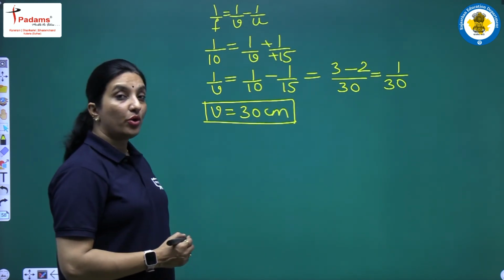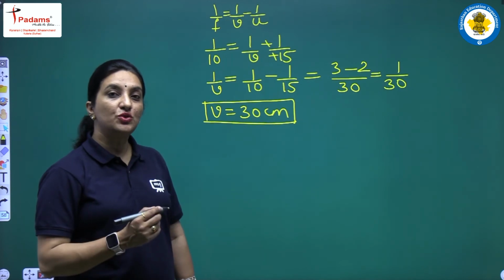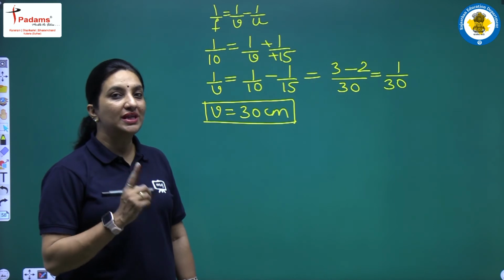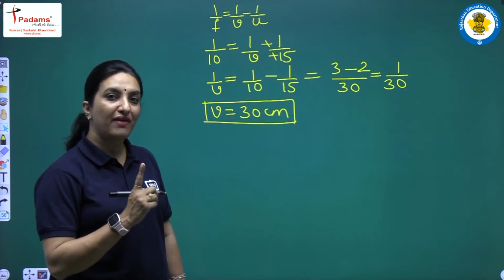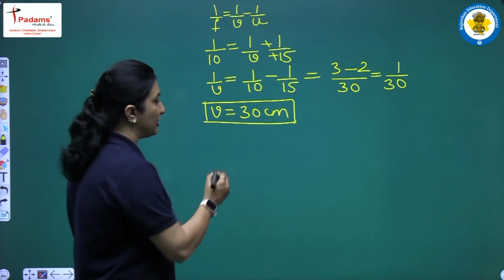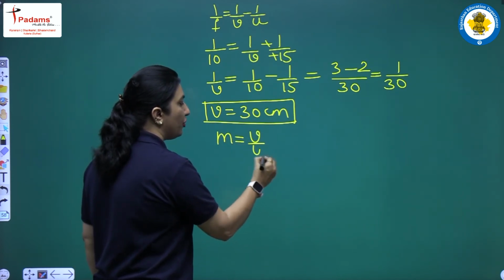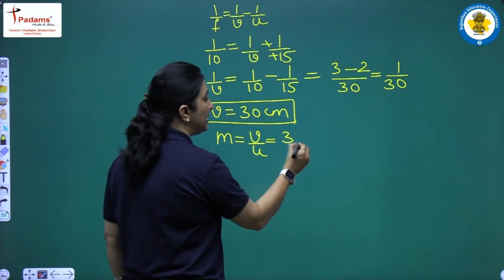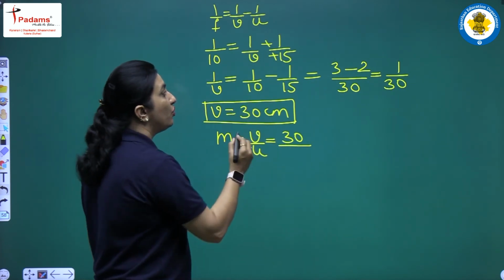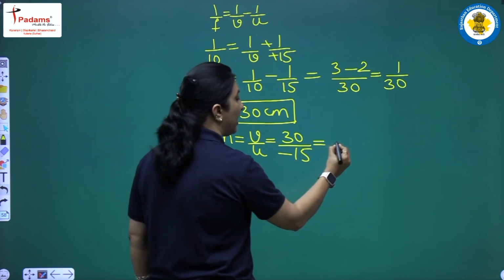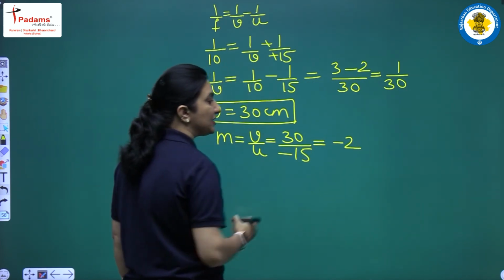The positive value of v indicates that the image is formed on the right hand side of the lens. Now, what we next want to calculate? We need to calculate the nature, and to calculate the nature we must calculate the value of m, that is magnification. So, m, which is given by v upon u, v comes out to be 30 and u was minus 15. So, the value of m becomes minus 2.